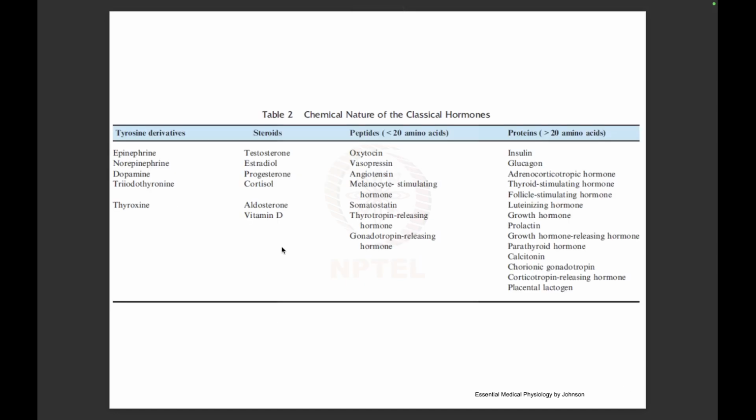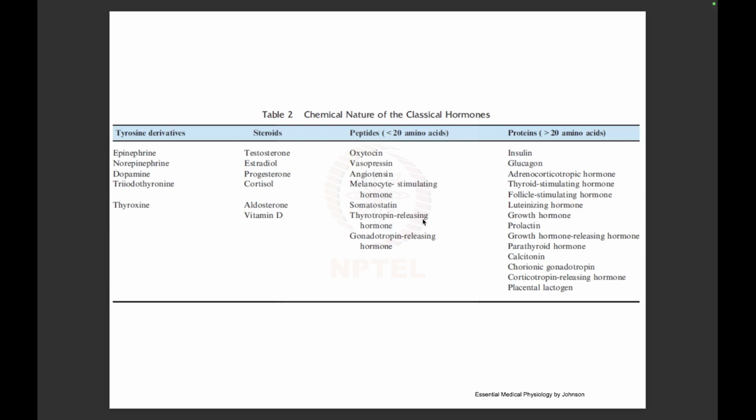Okay, so here you can see tyrosine derivative hormones that include epinephrine, norepinephrine, dopamine, thyroxine, triiodothyronine. Steroids: we have testosterone, estradiol, progesterone, cortisol, aldosterone, vitamin D. We have several peptide hormones: oxytocin, vasopressin, angiotensin, melanocyte stimulating hormone. Okay, the somatostatin hormone. Somatostatin we have also discussed in the last class.